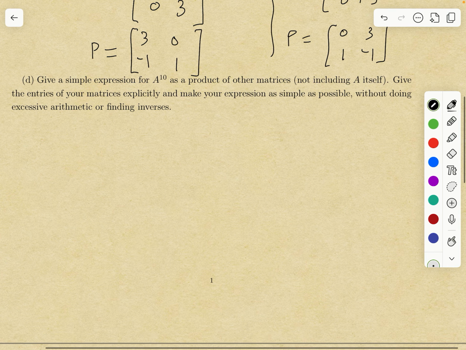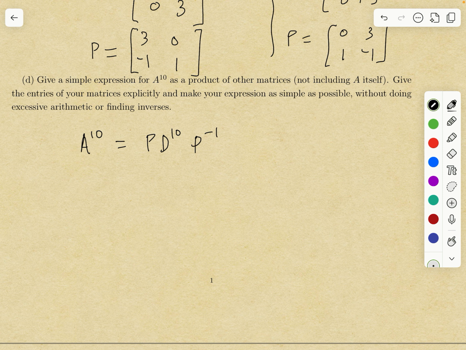Okay. Part D, give a simple expression for A to the 10th power. Okay, so hopefully you know that when you have PDP inverse, one of the reasons why you care about diagonalizing a matrix is to make it easier to calculate powers of a matrix. And if you do A to the 10th power, it's going to be P times D to the 10th power times P inverse. And give the entries explicitly without calculating the inverse.